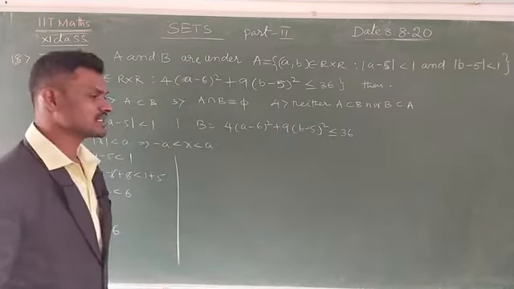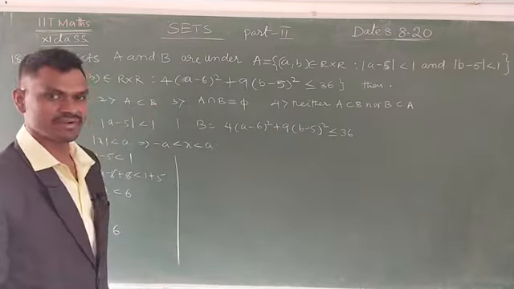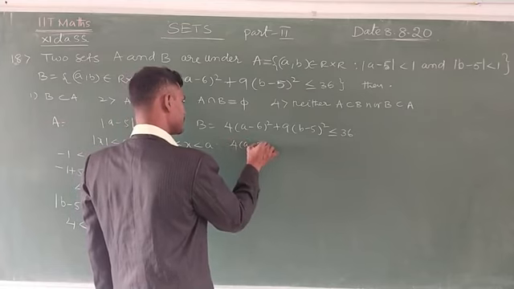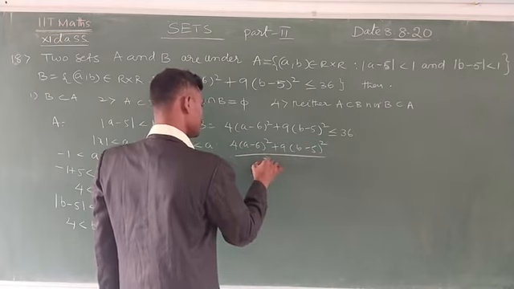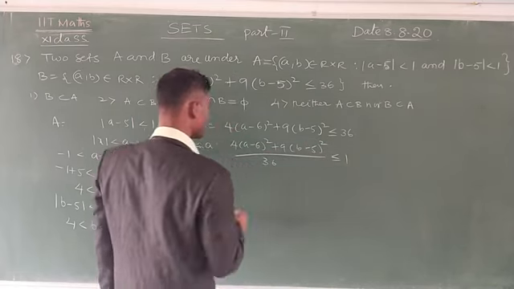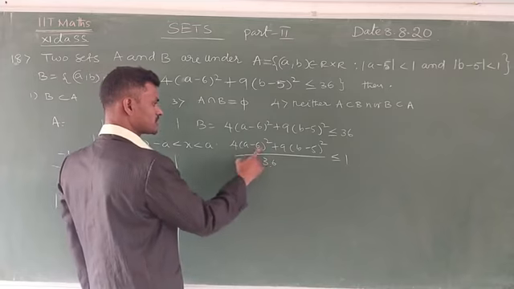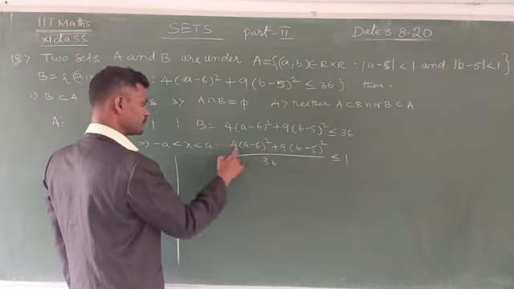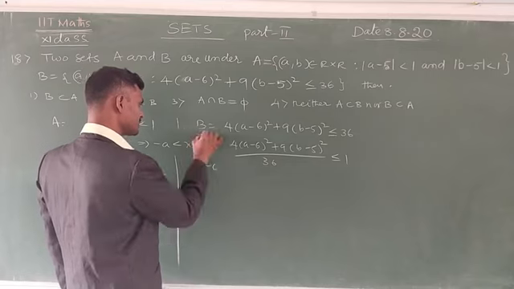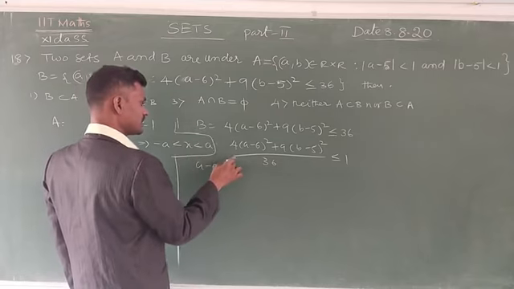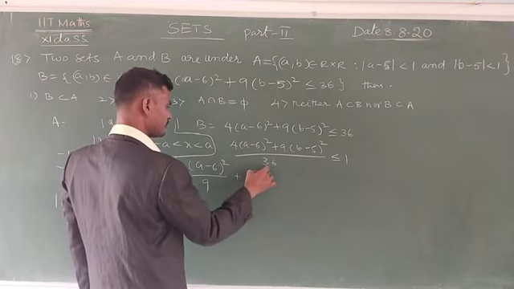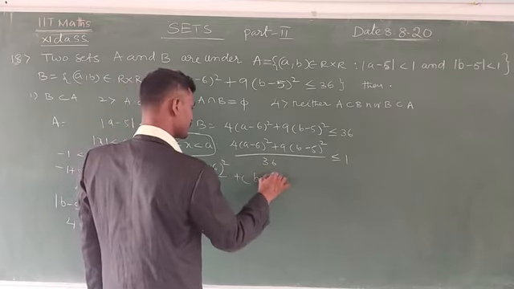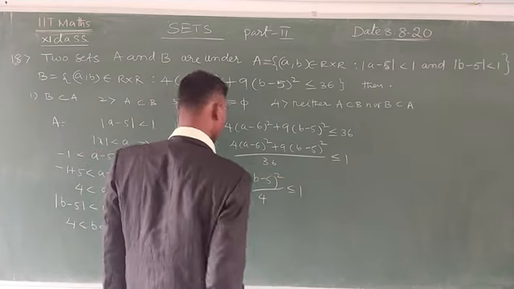Now divide this inequality by 36. So 4 into (a minus 6) whole square plus 9 into (b minus 5) whole square upon 36 is less than or equal to 1. Now the denominator belongs to these two terms, that's why you can write: (a minus 6) whole square by 4 nines are 36, that is 9, plus (b minus 5) whole square by 9 fours are 36, that is 4, is less than or equal to 1.